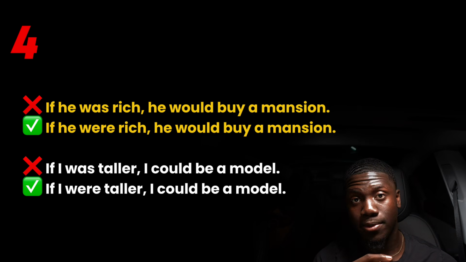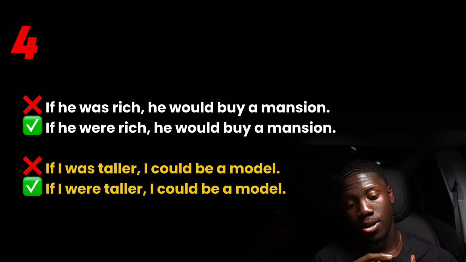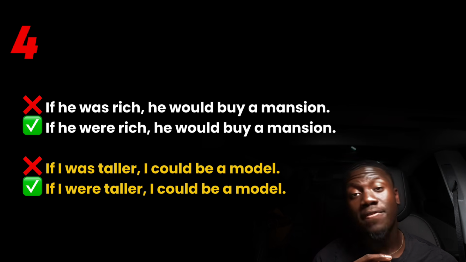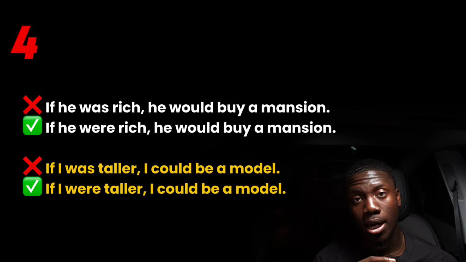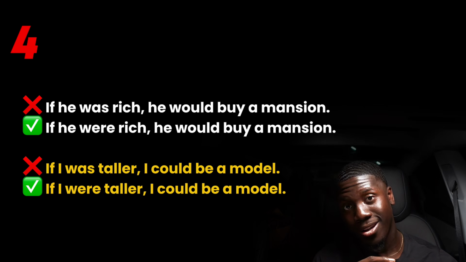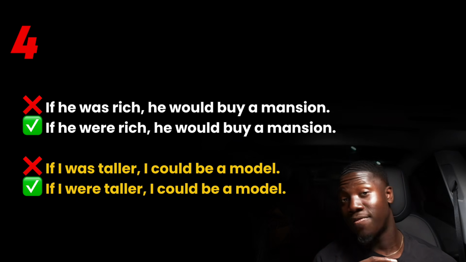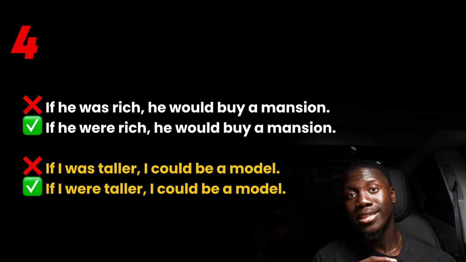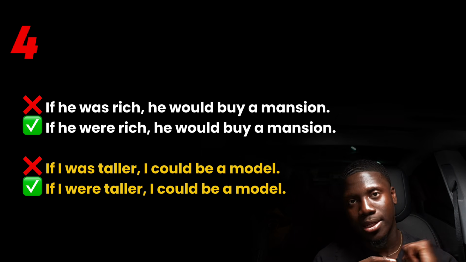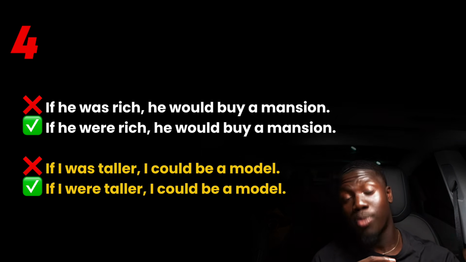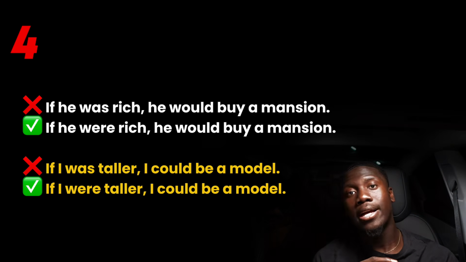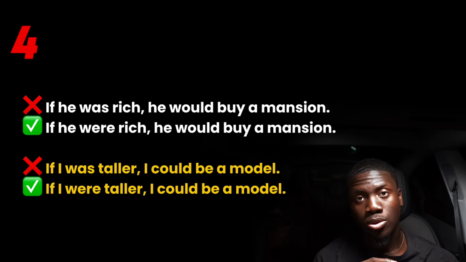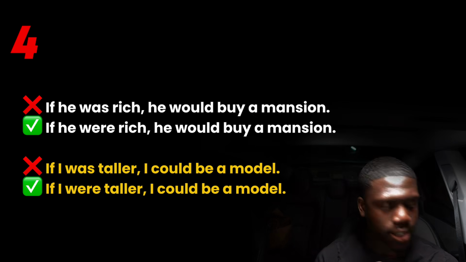Let's take a look at the second one. If I was taller, I could be a model. Becomes, if I were taller, I could be a model. Again, we're talking about me, right? Singular. It's proper. This is proper grammar. If I were taller, I could be a model. You see the difference? Excellent.